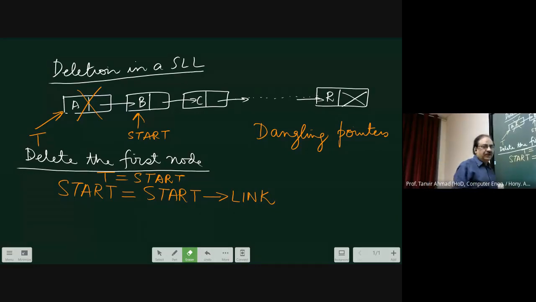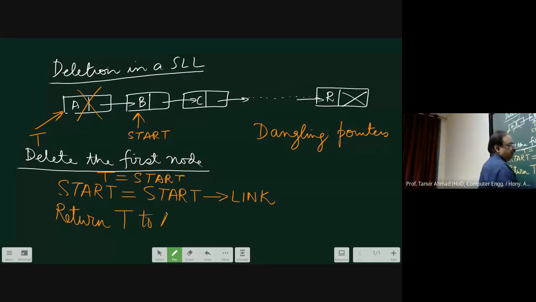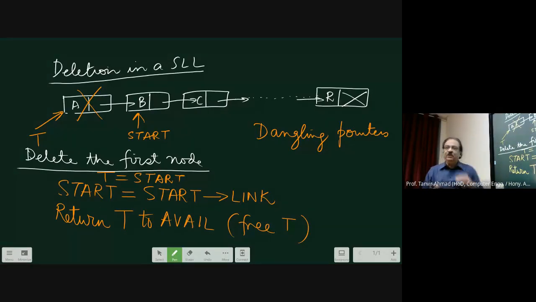You can write free t, but I will not write free t over here because I am writing an algorithm. Therefore, I will say return t to avail. In C, you will write free. But don't write free t because free t is only specific to C. If you are using C++, you write delete. Therefore, if I am going to write in an algorithm manner, I will write return.